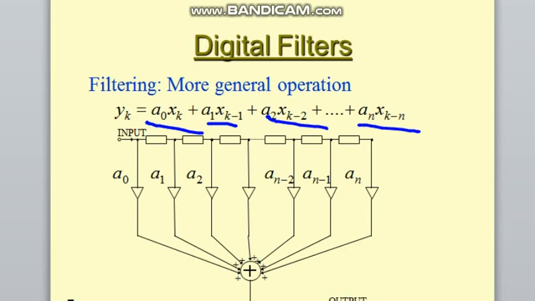What are the delays? As you can see here, for x(k), the delay values are k minus 1, k minus 2, and k minus n. That is the delay value. With every delay value, there are scaling properties, that's a naught, a1, a2, and a n. And all the values are combined with the plus, adding together, and you get the output right there.